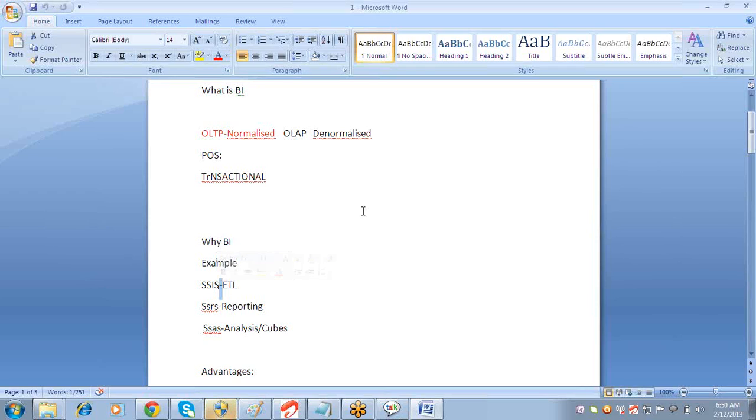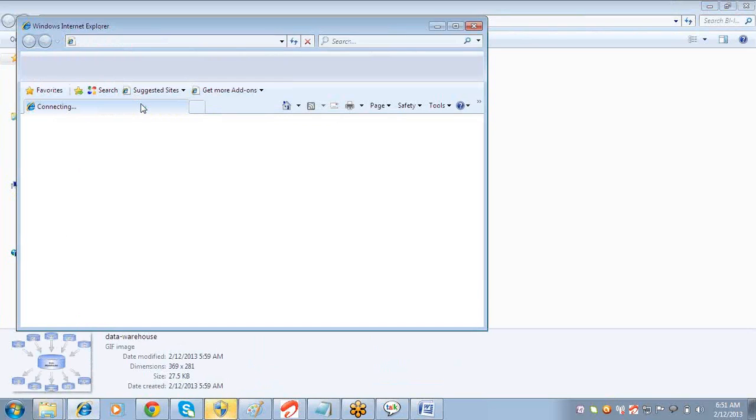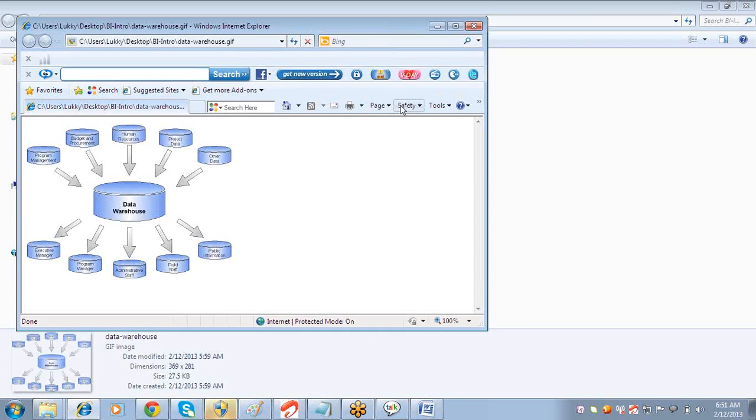So I can show you a picture which will give you a clear understanding here. You see here, this is the data warehouse. I mean, this is the centralized repository. So here you have data. For example, you can consider these as your stores. So you're getting all the data into the data warehouse. These are the stores, you're getting the data here.